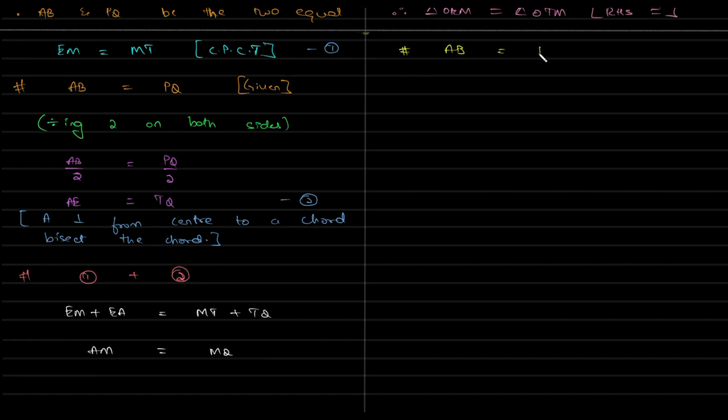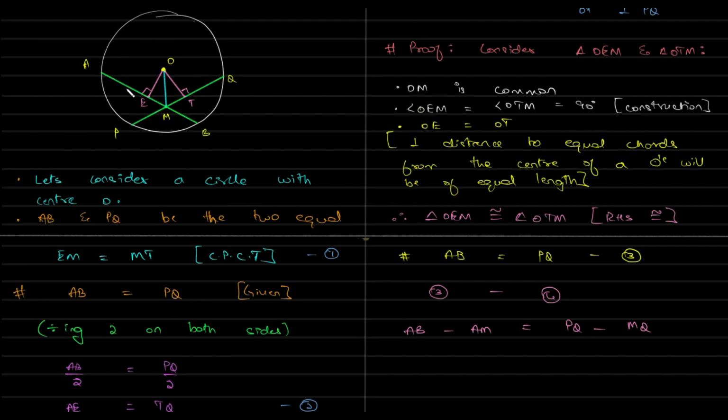So AB is equal to PQ. This is given. Now we'll call this 3. We will subtract 3 with 4 actually. So if I subtract AM from AB, and if I subtract MQ from PQ, what will we get? Have a look. If I subtract AM from AB, I'll get MB. And if I subtract MQ from PQ, I'll get PM. And we have proved the required.